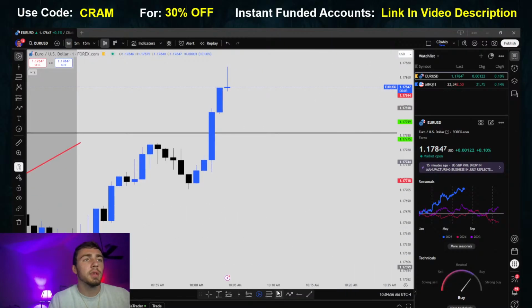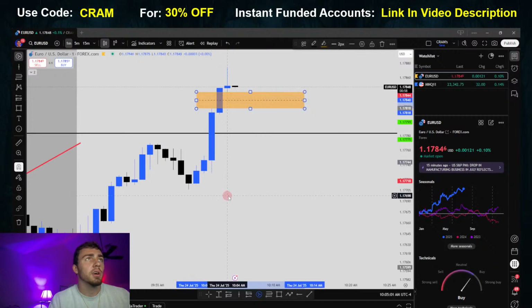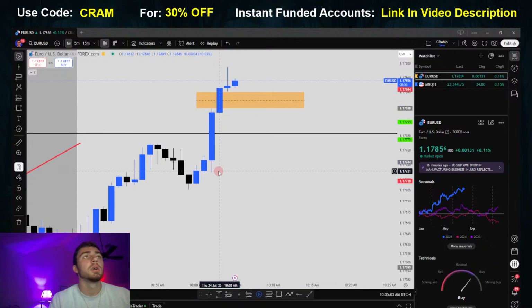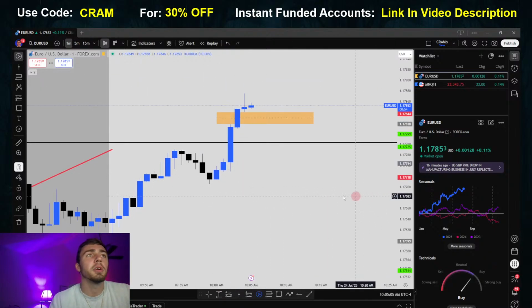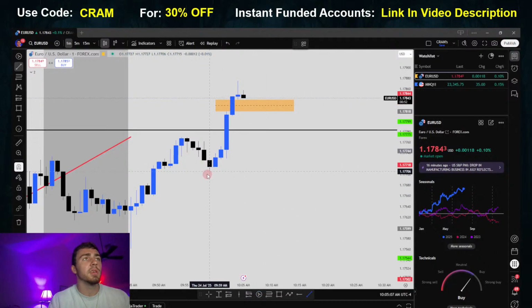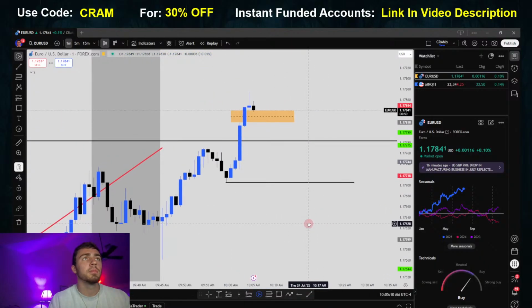But now that we've taken this, on the cash account, I'll enter on the inversion. On the prop account, I'll enter on the market structure shift, which won't happen until like down here right now at least.